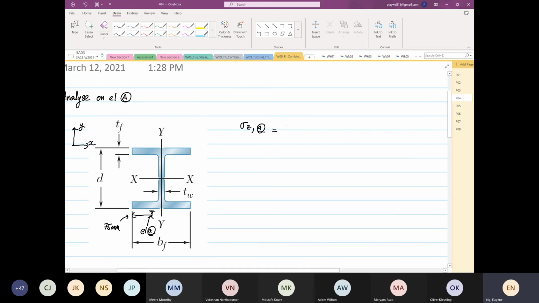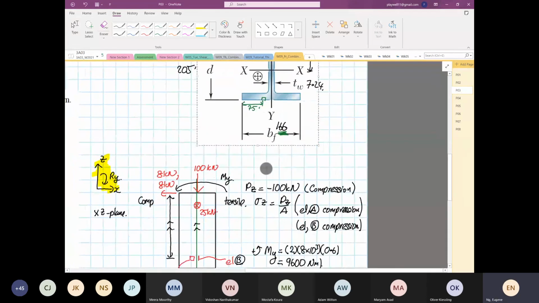So we have Pz divided by area, then we have My over Iyy multiplied by x. Why do I leave it blank? Because I don't know the direction yet. Then this is Mx over Ixx multiplied by y.